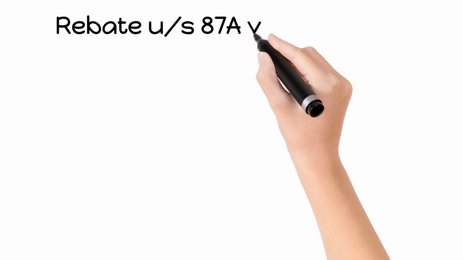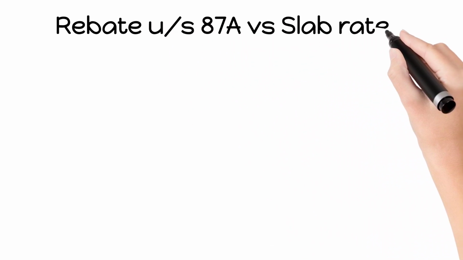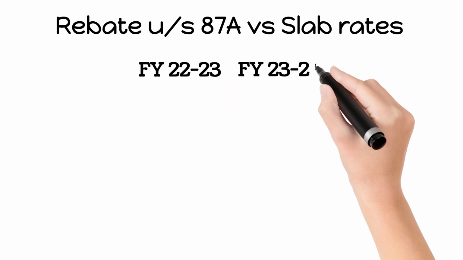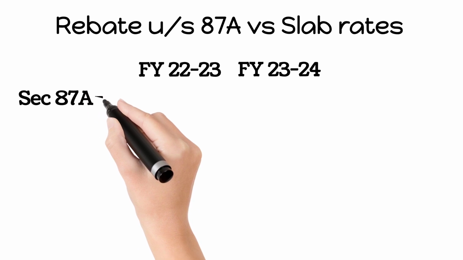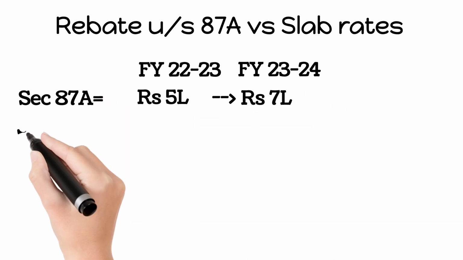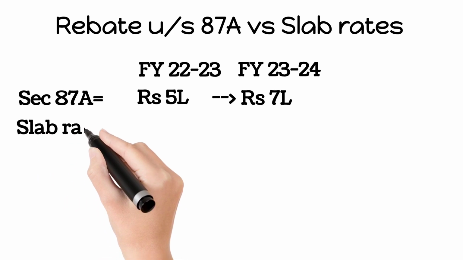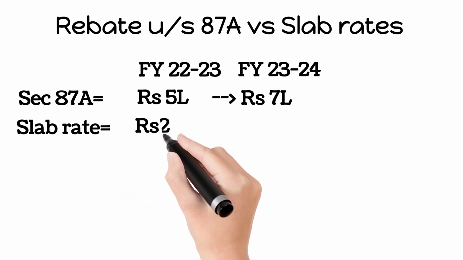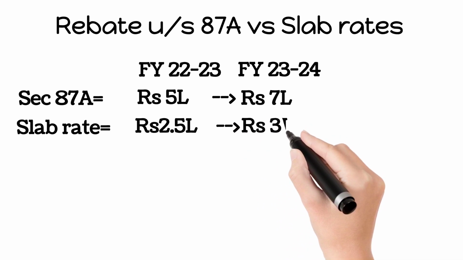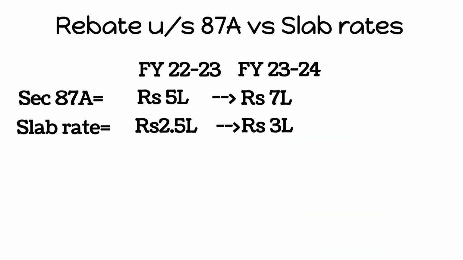Rebate under Section 87A versus the tax slab rates. Many people get confused with rebate and slab rates. After the budget on 1st February 2023, our Finance Minister Nirmala Sitharaman changed the rebate limit under Section 87A from 5 lakhs to 7 lakhs and the rebate amount from 12.5 thousand to 25,000, while the minimum tax slab under the new tax regime was changed from 2.5 lakhs to rupees 3 lakhs.